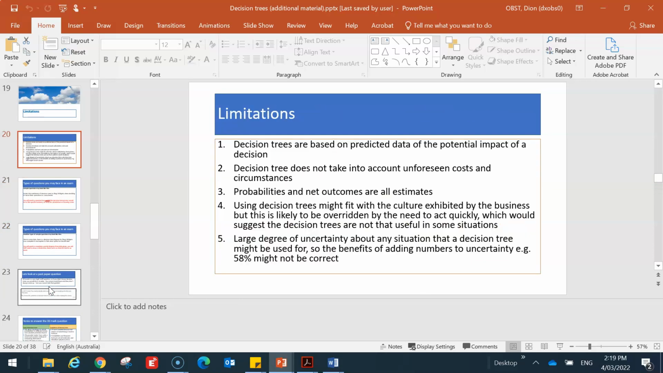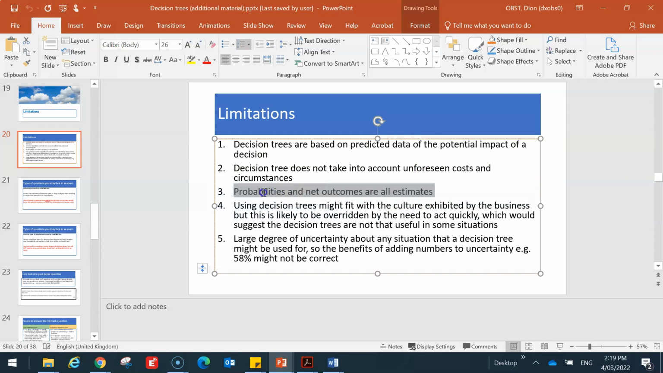What I love about this presentation, and we'll go through this right now, is some of the limitations of a decision tree. What are those limitations? Well, we can see here that it is based on numerical information and it's based on predictions. So that can certainly be a limiting factor. Probabilities and net outcomes or expected revenues are all predictions as part of that decision tree. It doesn't mean it's going to happen for certain.